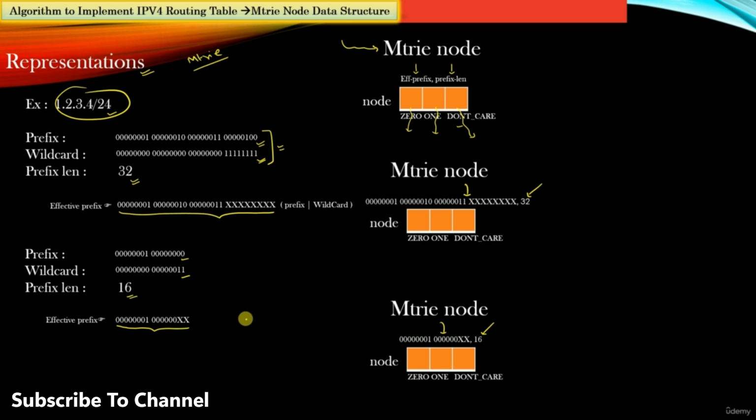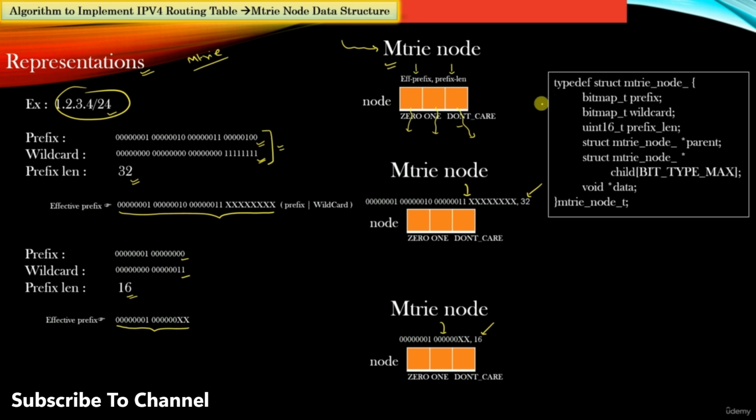Now note that each mtrie node may store a part of the route or the entire route altogether. There is no restriction. So now if I were to ask you, can you write a data structure definition which represents an mtrie node optimized for storing routes? So you would say that this is such a data structure. As I said, each mtrie node is going to store the effective prefix, and effective prefix is stored as a combination of prefix and wildcard. Therefore, you would need two bitmaps in order to store prefix and wildcard separately. But together they represent an effective prefix.